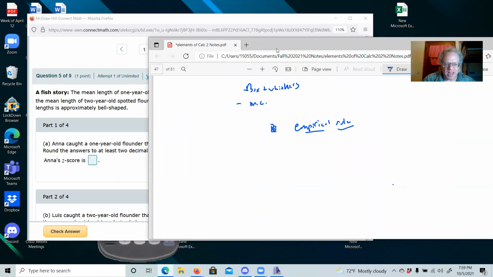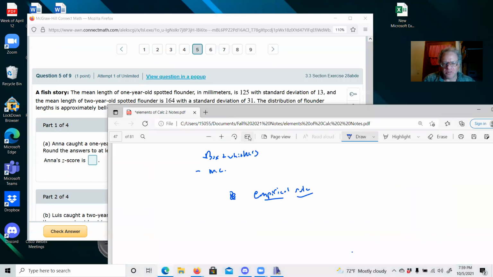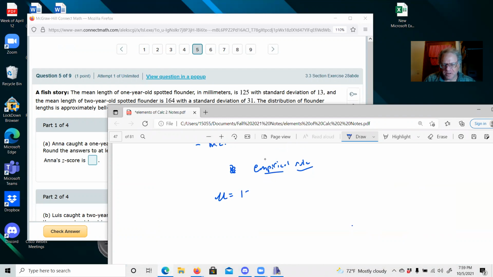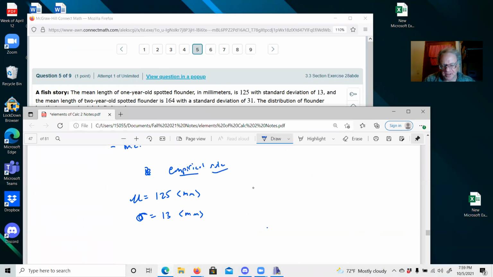So we have a fish. We have the mean length of a 1-year-old spotted flounder in millimeters is 125, the standard deviation of 13. So we have a mean equal to 125 millimeters, standard deviation of 13 millimeters. And the mean length of a 2-year spotted flounder, so we'll do mean of 1, is going to be 164. Standard deviation of 31. That's what I'm asking.